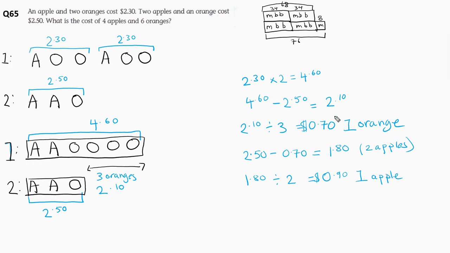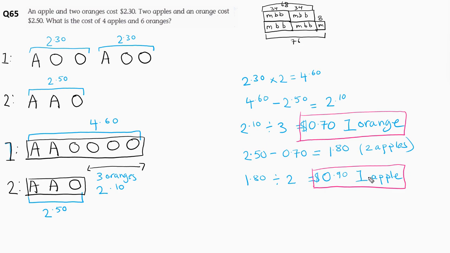All right, can you see how I've always got to keep checking what am I working out the cost of? Why have I just done that calculation? So these are really important because we've got a question here. Is that what we want? Is that the final answer? No, not quite. What is the cost of 4 apples and 6 oranges?